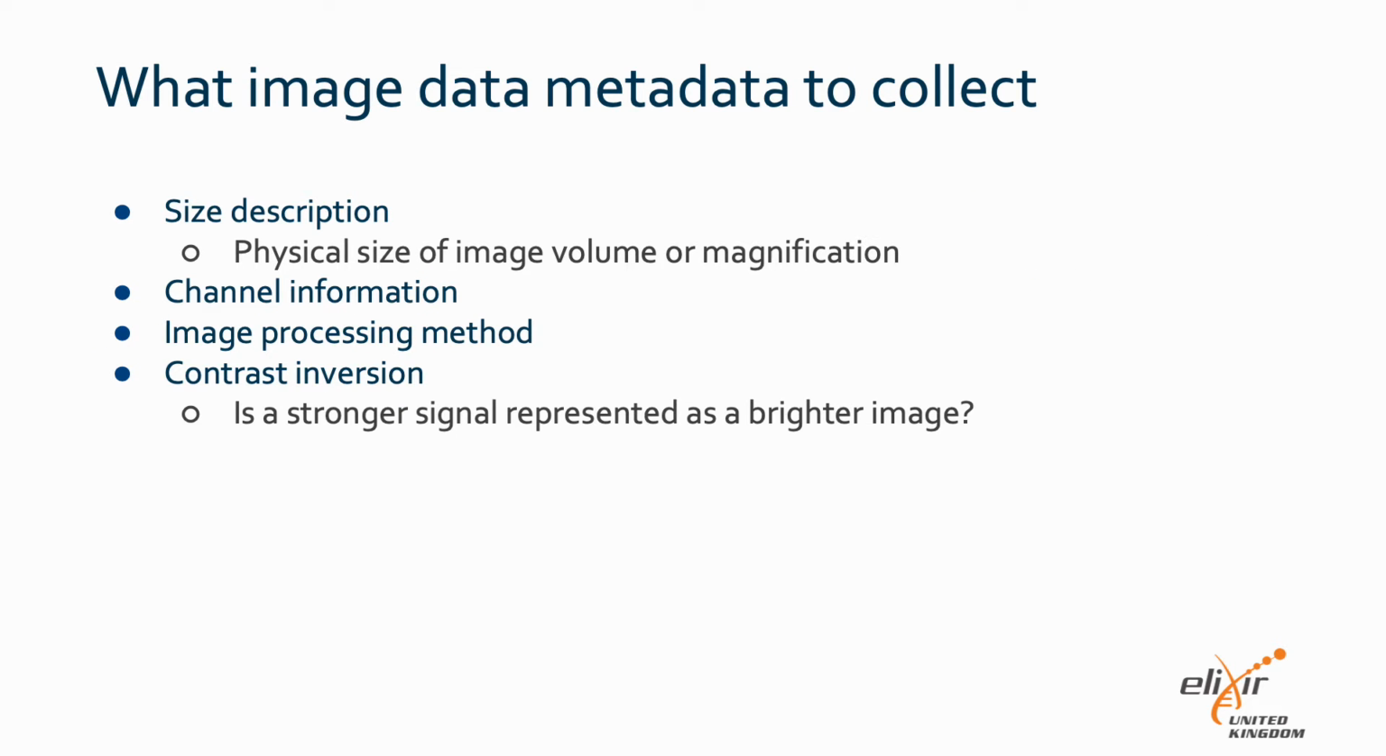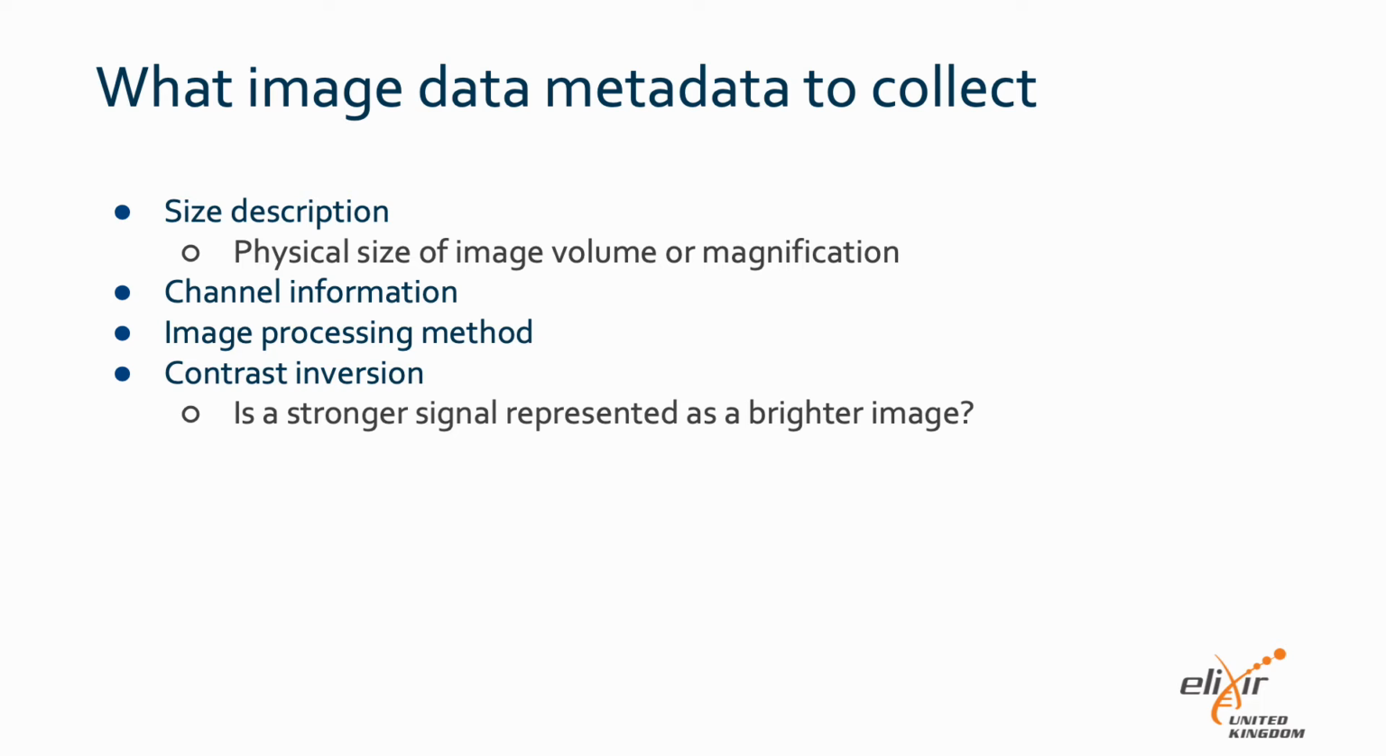Carrying on, you need to state the physical size of the image or magnification. This can be calculated from the pixel or voxel size and the dimension extents. Next, give any information related to how the channels are represented. If your data includes processed images, you need to describe the methods used for processing. Mention which software you used, if you changed the file type, and what steps you used to get the processed images from the raw ones.